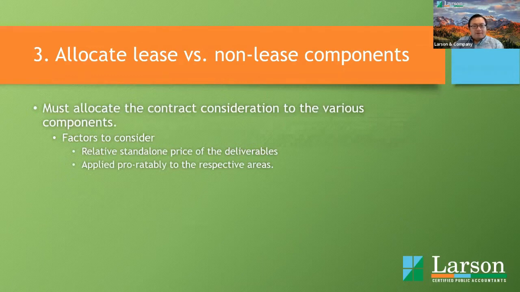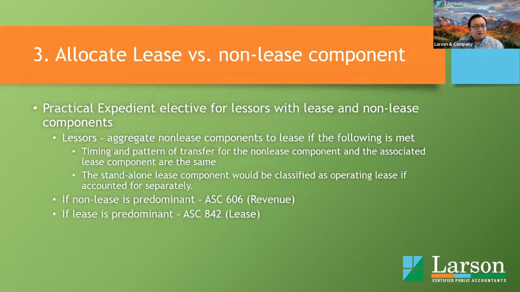So after we have identified the components as well as the consideration, then we need to talk about lease versus non-lease, how we allocate the consideration to lease versus non-lease components. The factor to consider is that you need to see if you can find a relative standalone price of each deliverable, and then apply it proportionately to the respective areas. So we're going to go through an example of that a little bit here.